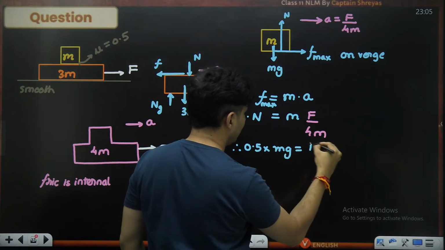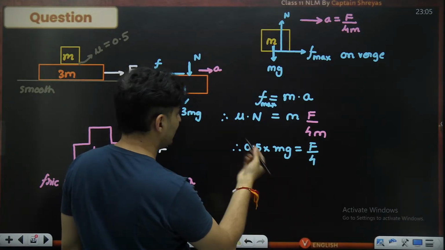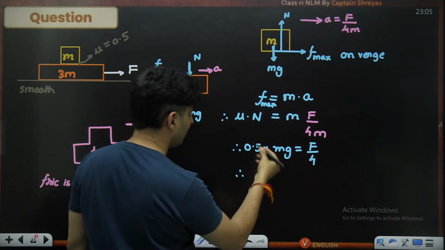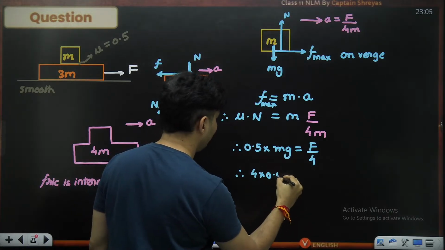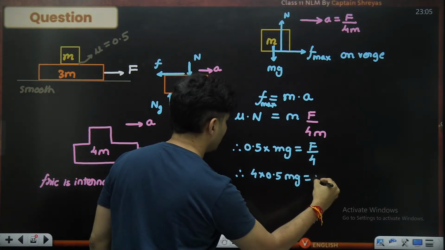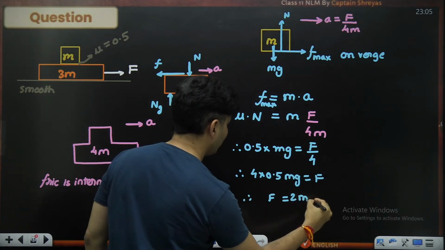And m cancels, and we have F by 4. Interesting. Mass is not given, g is also not given. Now we just put it like that. 4 goes on the other side, so 4 multiplied by 0.5 multiplied by mg is equal to F. Therefore, F is equal to 2 times mg.